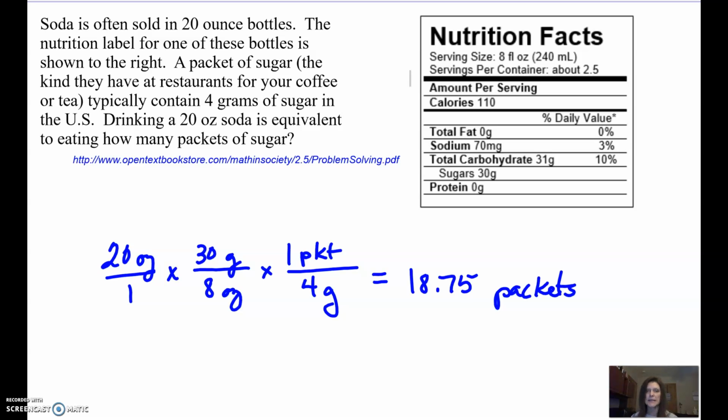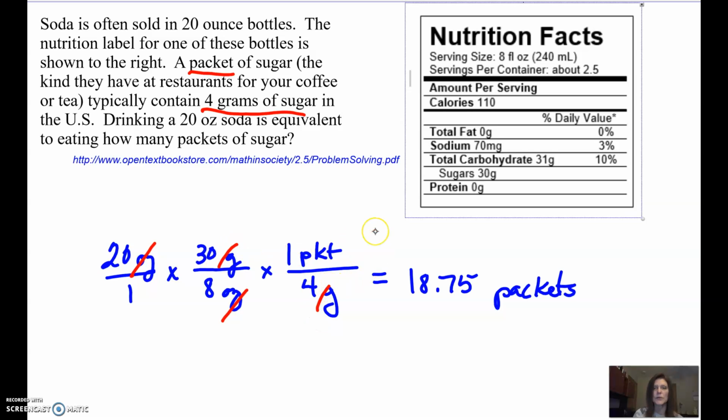All right, now I know you see the answer there, but I just thought this was a really interesting problem. So your 20-ounce soda, and looking at the label here, it says 30 grams of sugar for 8 ounces. So the grams over the ounces. I'm making sure here I want my label to cancel. Now I'm into grams. What else do they tell me? They tell me 4 grams of sugar in a packet. So now my 1 packet to 4 grams, the grams cancel.